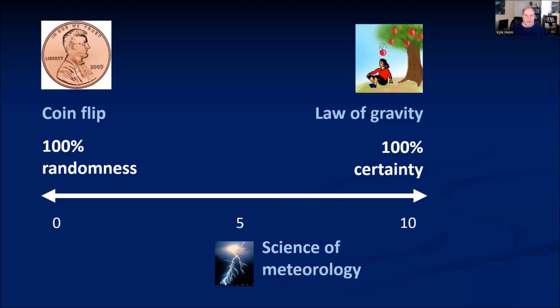Is weather 100% random, or is weather 100% certain? Well, if weather was 100% random, then it would be pointless to even have meteorologists or weather forecasters, because we would never know what the weather is going to do tomorrow. It would always be a complete crapshoot. On the other hand, if weather was 100% certain, that would sure be nice, because then we would know exactly how much rain or exactly how much snow is coming tomorrow, and we could plan accordingly. But we know it doesn't work like that, because forecasts often turn out to be wrong.